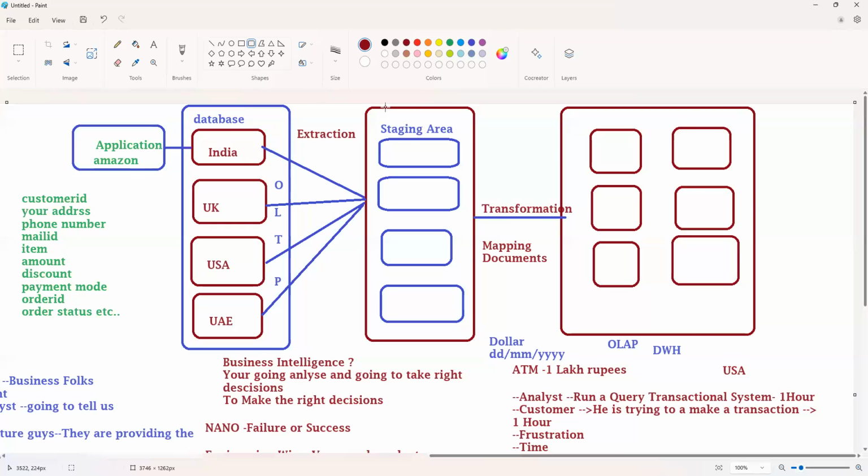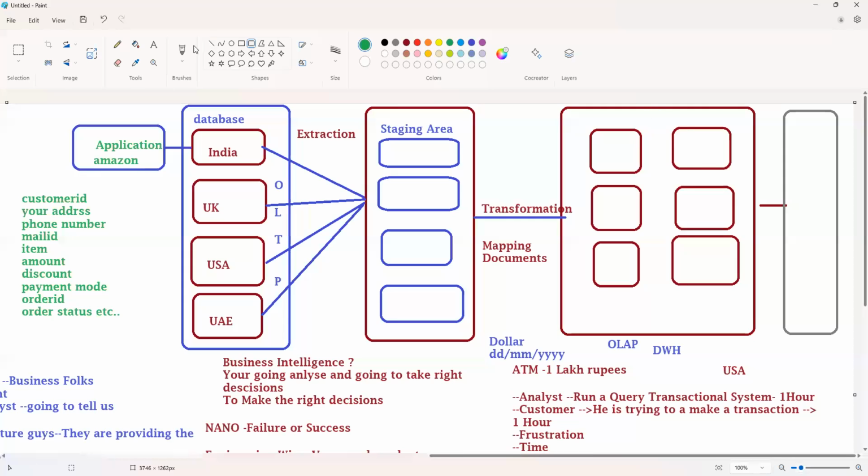On top of it, you have reporting, whatever I am showing you, business intelligence. End users are going to access this reporting. Are you with me, guys, everyone? What are the reporting tools associated with it? There are multiple tools associated with reporting.